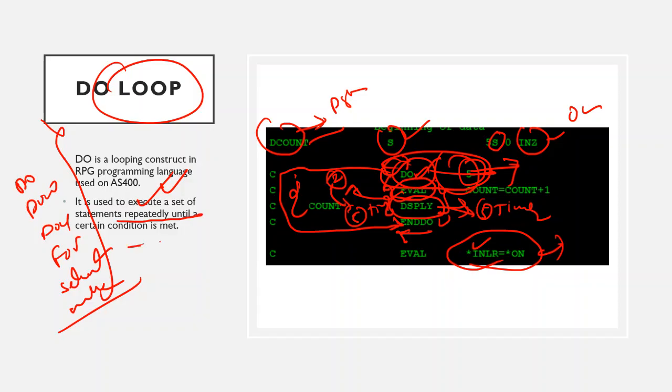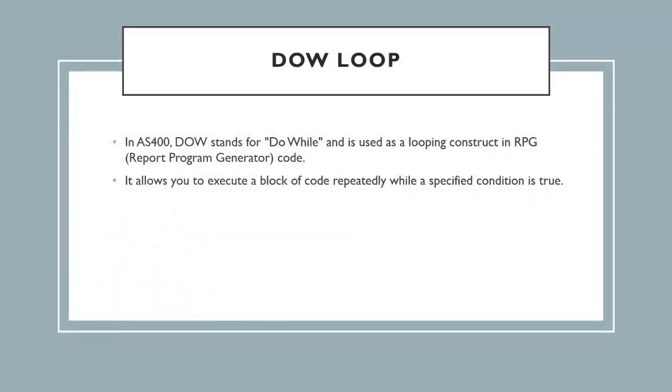It is to execute a set of statements repeatedly until a certain condition is met. So a do loop consists of do and a group of statements and end do. These are some things you can learn. Next, you can see the do while. Do while is a looping construct. Here it executes a block of code repeatedly while a specific condition is true.